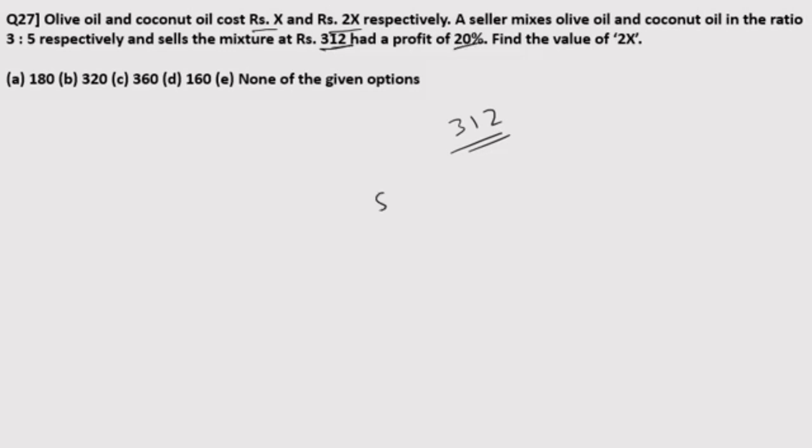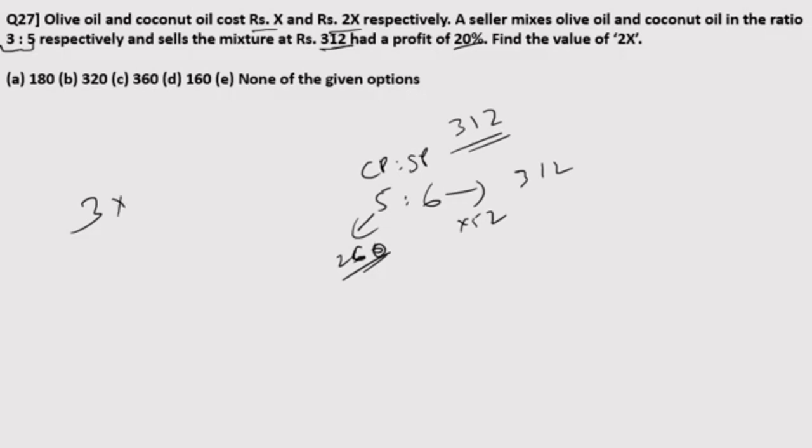Profit of 20% means cost price to selling price ratio is 5:6, right? If cost price is 5, selling price has to be 6. 6 corresponds to 312. This is how many times? 52 times. So 5 will correspond to 5 into 52, that is 260. 260 is the cost price, right? Okay. Now olive oil quantity is how much? 3 parts. This is the quantity ratio, right?